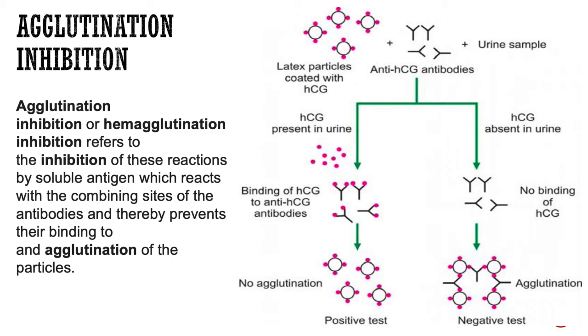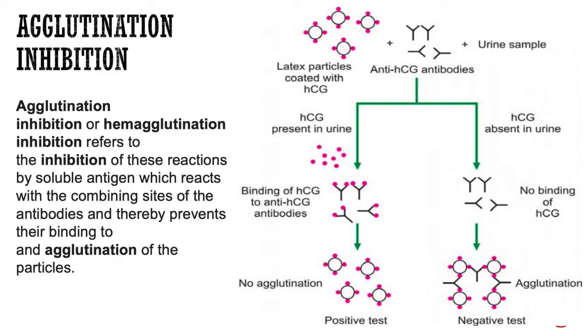In the first step, you can see if the HCG is present there, the HCG will be joined with the anti-HCG antibodies. So the latex particle coated with HCG will be free. No agglutination will be there, and it will show the positive result by showing the double line.